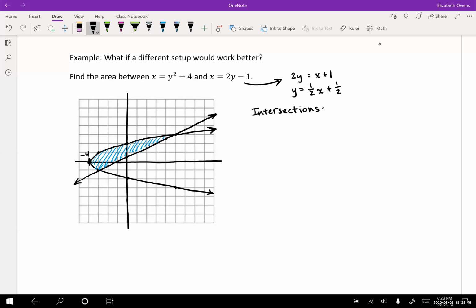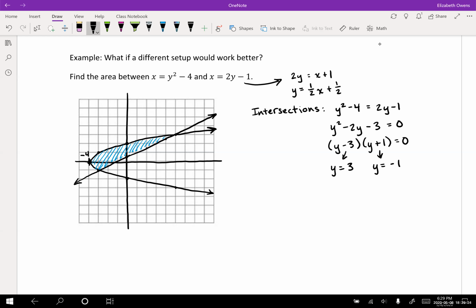Intersections. Okay, we would set y squared minus 4 equal to 2y minus 1. So we are going to be solving for the y values of these points instead of the x like we usually do. We have y squared minus 2y minus 3 equals 0. Factor that. And then we get our y values. y equals 3 and y equals -1.